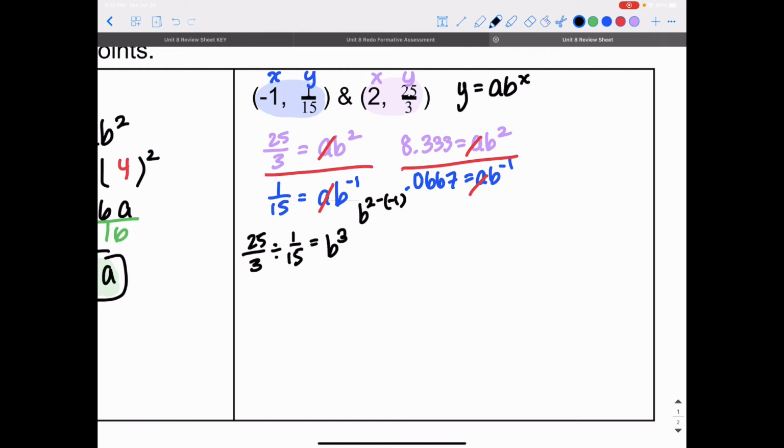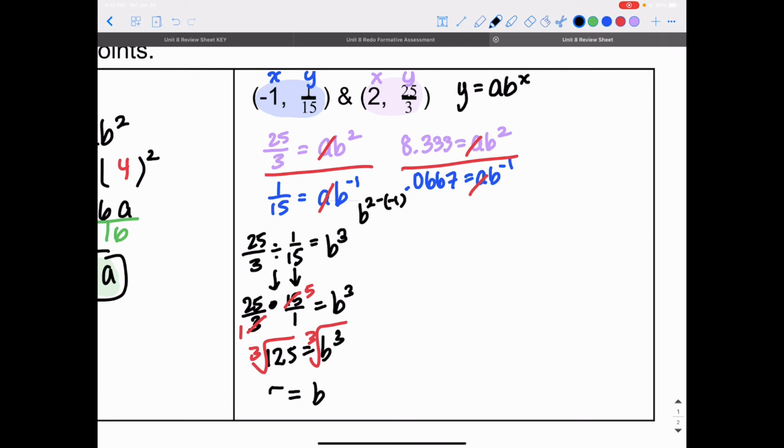When I'm dividing by a fraction, I change the division to multiplication, and I change the second fraction to the reciprocal. So I have 15 over 1, and I'm multiplying that by 25 over 3. And that gives me b cubed. I'm going to simplify what I can. 3 goes into 15 5 times, so I change this to 1 and 5. And I'll get 25 times 5, which is 125, is equal to b cubed. I'll take the cube root of both sides, and that will tell me that b is equal to 5.